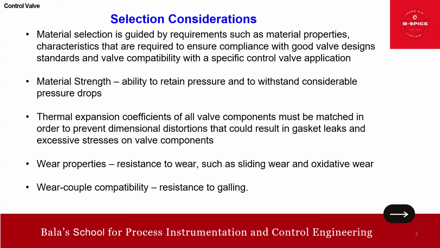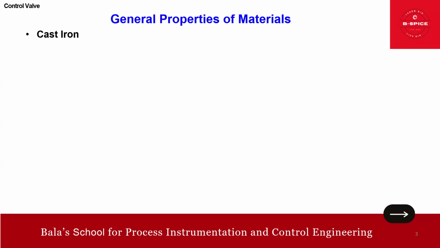So these are the things we need to focus on when we talk about selection of material: material strength, thermal expansion, wear properties, and wear couple compatibility. A few more to add on. Now, we will talk about general properties.